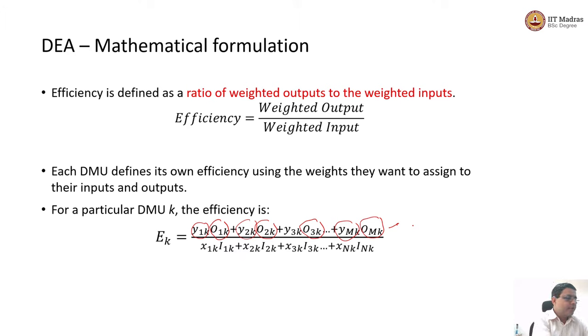Now the weighted input, which is the denominator. So I_1k, I_2k, I_3k are the inputs, input number 1, input number 2, input number 3 for the kth DMU. We are considering the kth DMU because that's the example here. We are looking at the efficiency of the kth DMU. And the weights: x_1k is the weight for the first input assigned by DMU k, x_2k is the weight for the second input assigned by DMU k. There are n such inputs, so I_nk will be the value of the nth input for DMU k, and x_nk will be the weight assigned to the nth input by DMU k. That is how you define the efficiency as the ratio of weighted output to the weighted input.